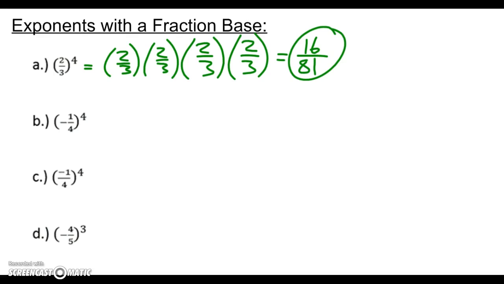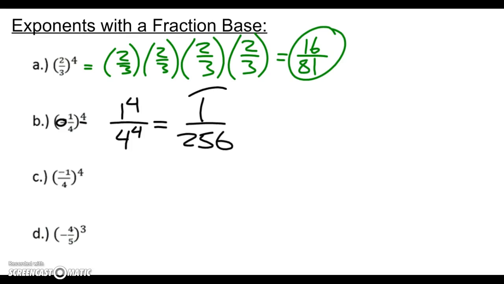All right. So then, looking at the rest of these, the negatives and the powers still apply. If I have a negative base to an even power, I'm going to get a positive answer, so I can really just ignore that negative. So this is 1 to the 4th power over 4 to the 4th power. Well, 1 to the 4th is 1 times 1 times 1 times 1, which is 1. 4 to the 4th power is 256. And there we go, that's our answer.